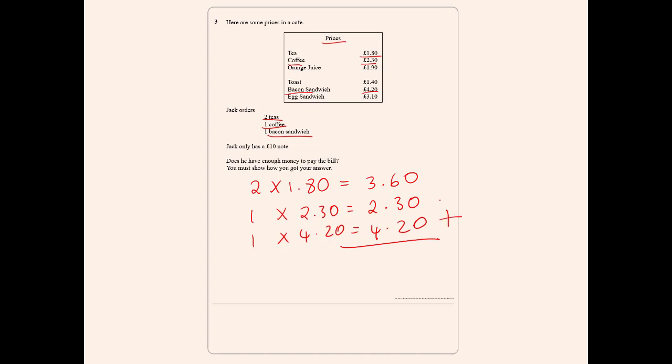Let's add them all together. So 0, 6 add 3 is 9, add 2 is 11, carry the 1. 3 add 2 is 5, add 4 is 9, add 1 is 10. Make sure the decimals are aligned. It's a non-calculator question, so they'll expect you to show the working. So £10.10. So he does not have enough. He is 10 pence over, so he is 10 pence short.